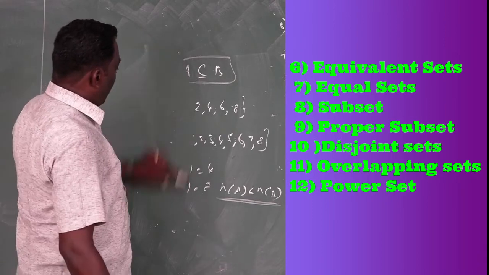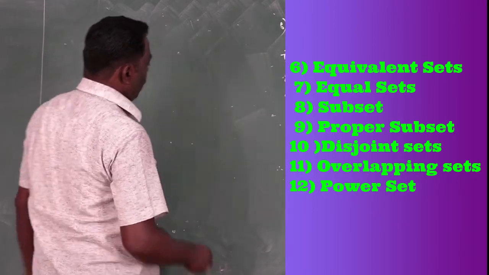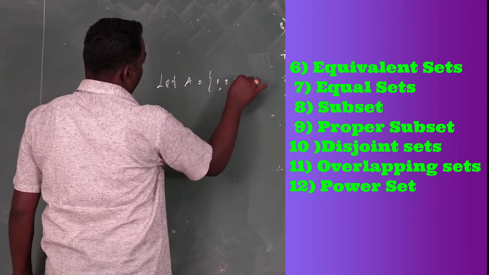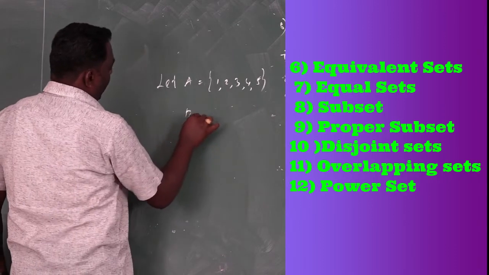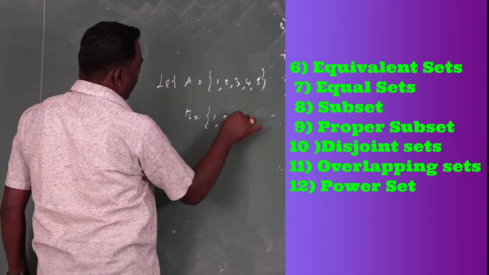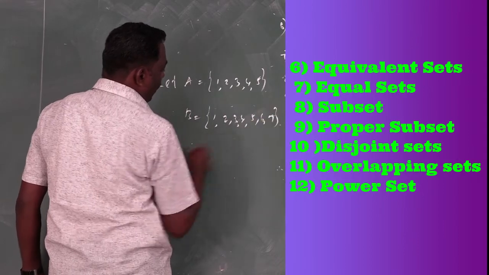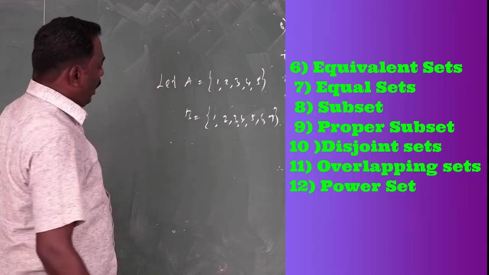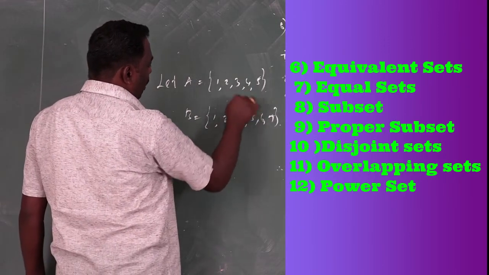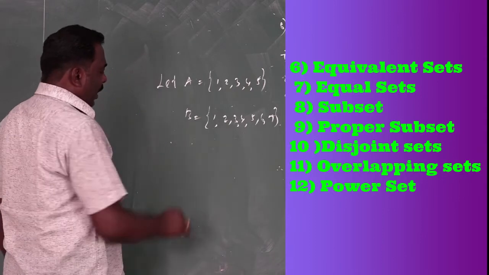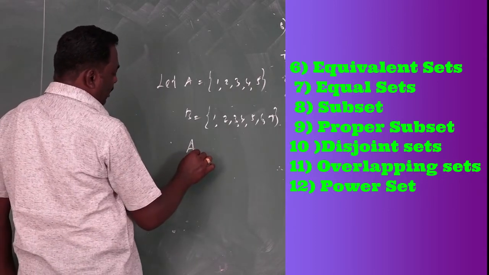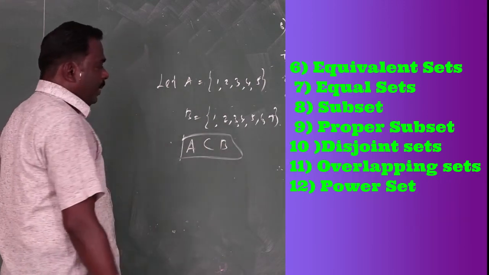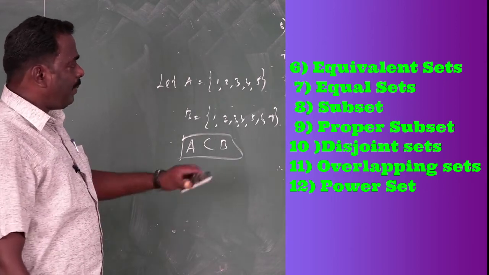Now the next property, subset. The set A is defined by 1, 2, 3, 4, 5. Then set B is defined by 1, 2, 3, 4, 5, 6, 7. The elements of set A are also in set B, and B contains more elements. All elements in set A are in set B, and that is defined as A is a proper subset of B. That is called a proper subset.